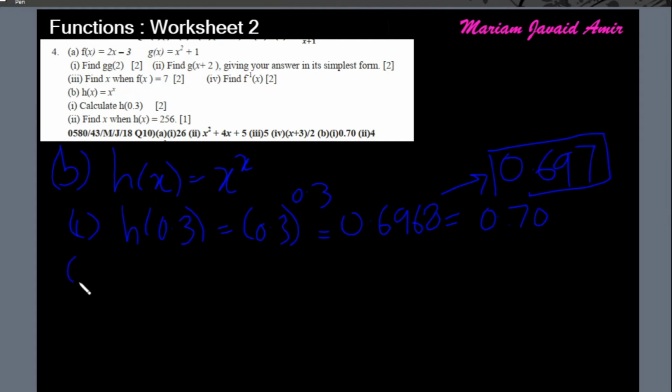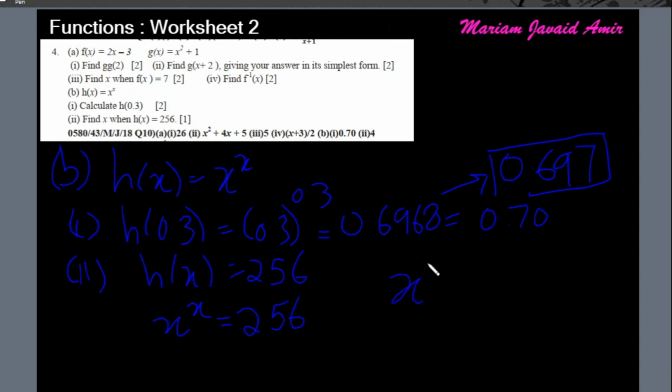Part 2, h(x) is equal to 256. We have to find the value of x. So h was x power x, equals 256. So all we need to do is use the hit and trial method.